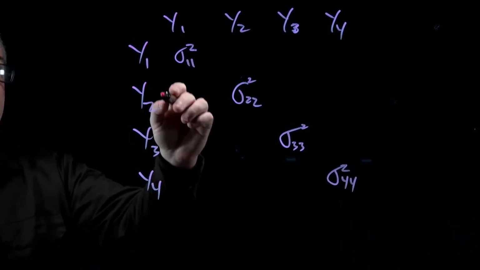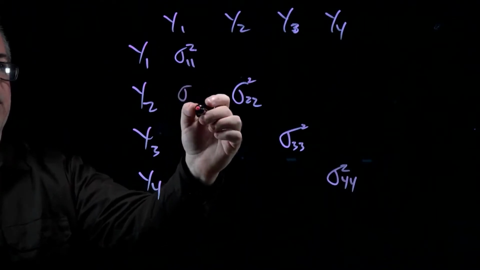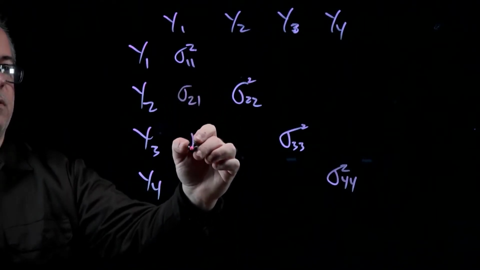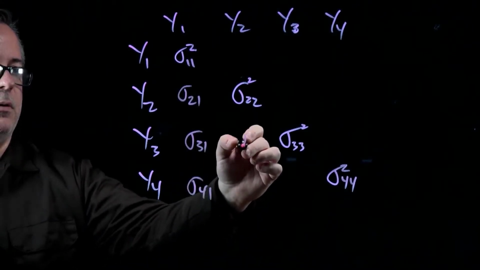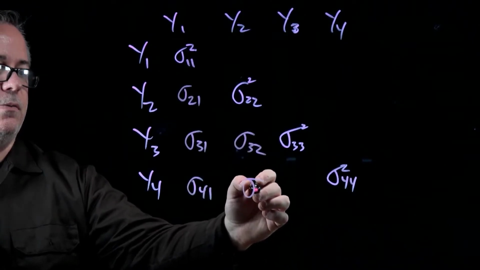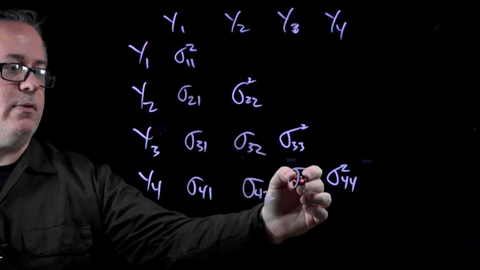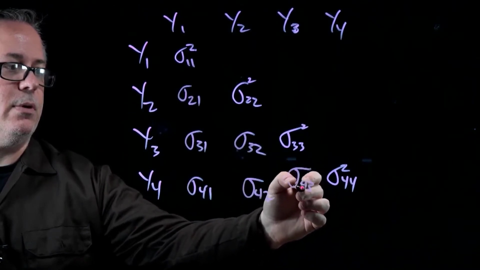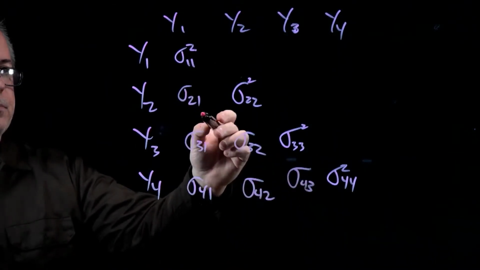Then the off diagonal are going to be the covariances. This is the covariance of 2 with 1, covariance of 3 with 1, covariance of 4 with 1, covariance of 3 with 2, covariance of 4 with 2, and then the covariance of 4 with 3. All of those are going to just repeat.